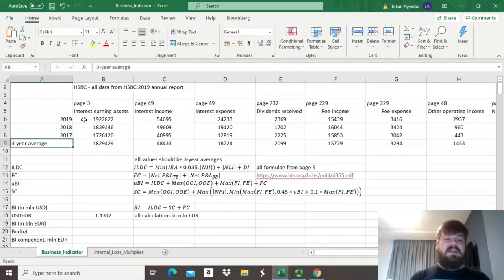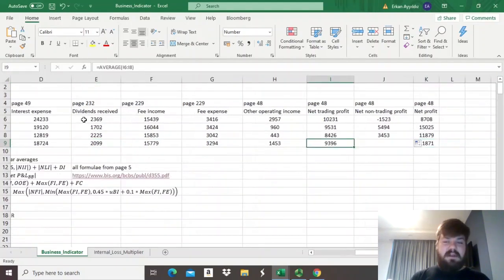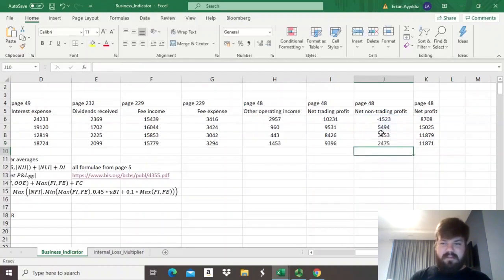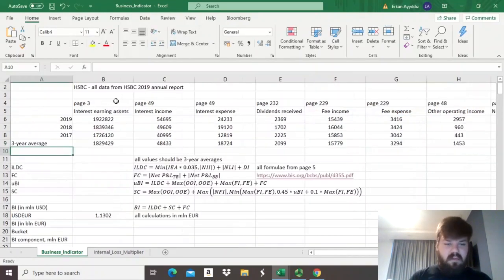And then we just need to average all of those variables out across the 3 most recent years. And we have already done that for all the variables that we've got from disclosure. And for net non-trading profit, we can just average the results that we've just got from subtracting net trading profit from net profit. So now, why on earth would we need so many variables? Well, turns out that the calculation of the business indicator is not as straightforward as the calculation of gross operating income, for instance.